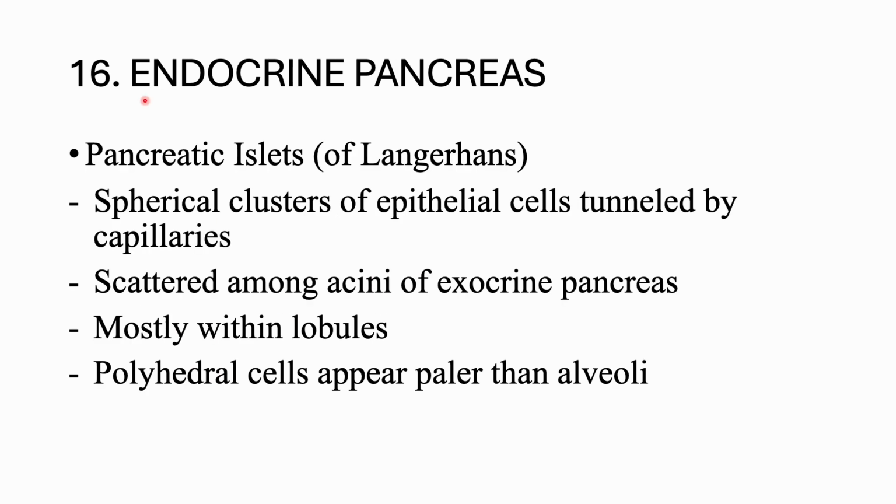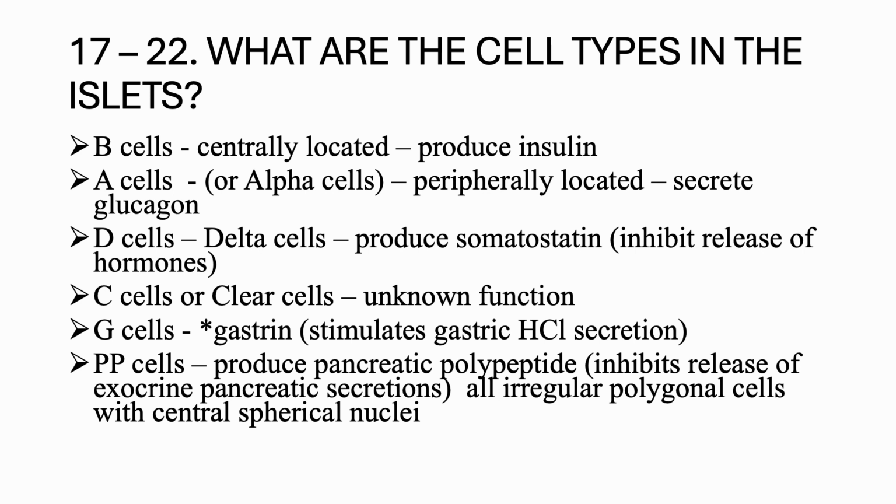Next. For the endocrine pancreas, what I want you to remember is when we think of the endocrine pancreas, we think of the pancreatic islets, which are composed of several cells, which we'll talk about later on. So what are the cell types in the pancreas? We have BAD, SIGE, PP.